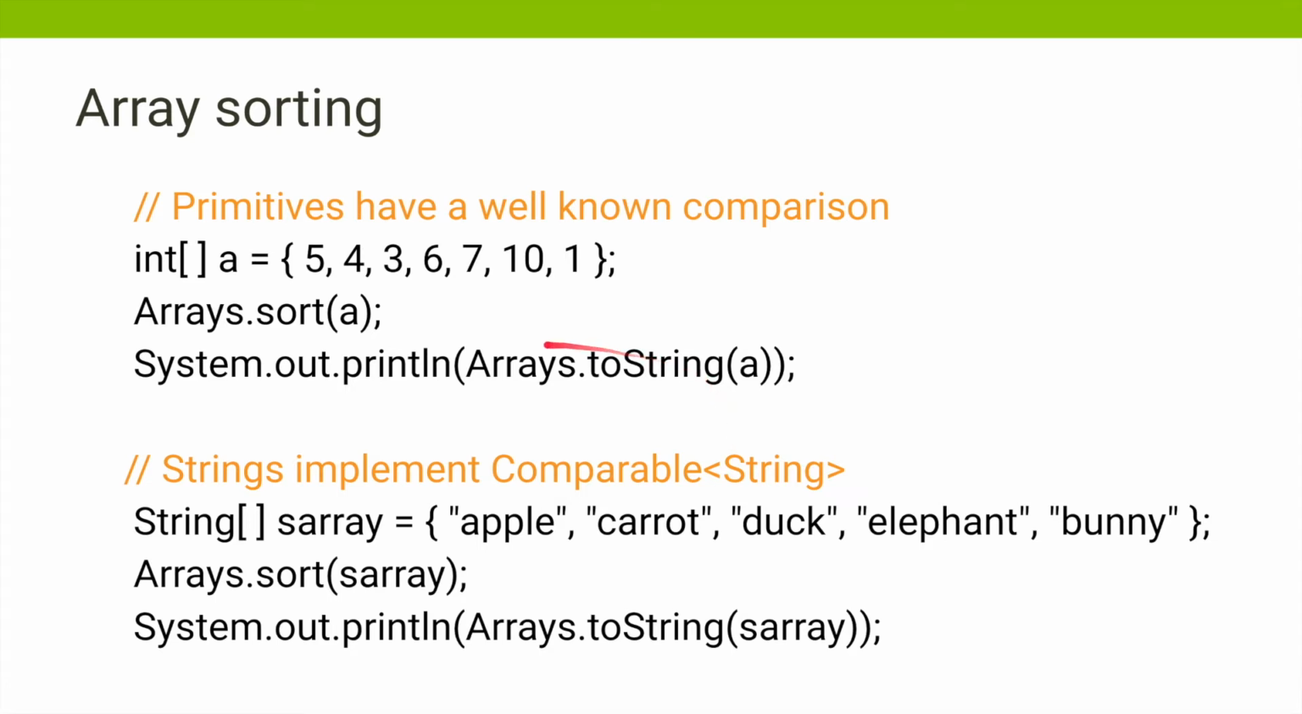Let's look at primitive types. We know about arrays, primitive types. We're going to stick with integers. Okay, very simple. You create an array of integers. You say Arrays.sort. Boom! They're sorted.